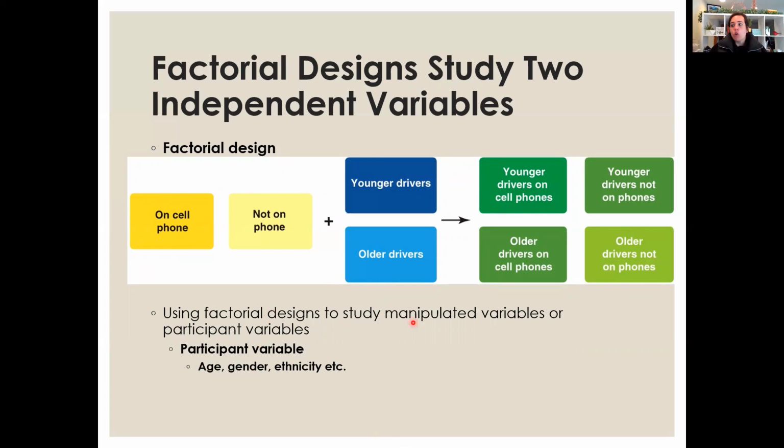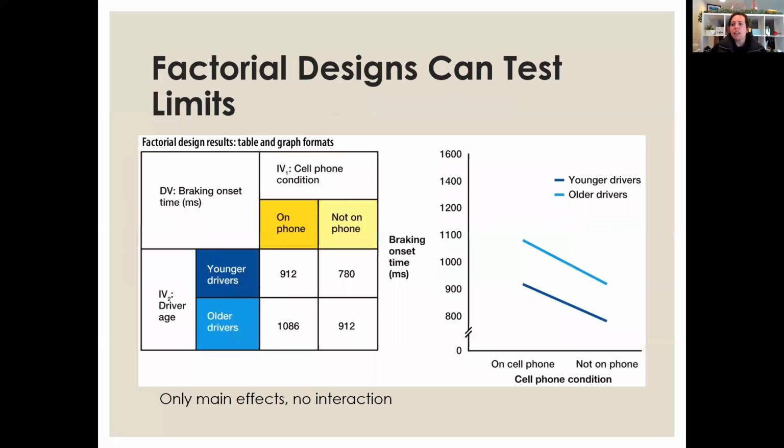So you can use them again to manipulate variables or participant variables in this kind of design. You just make a square of all the possibilities. So then looking at the results here, my first independent variable is cell phone condition, whether or not they're on a cell phone. My second one is how old the driver is. And note here, it's not like there are 2 people that were 21, 2 people that were 23. It's categorized into 2 variables, right? Younger or older. Presumably that would be defined in the design of the study, how they classified it. We just don't have that information here specifically. And again, the dependent variable is the braking onset time. So how long does it take them to brake?